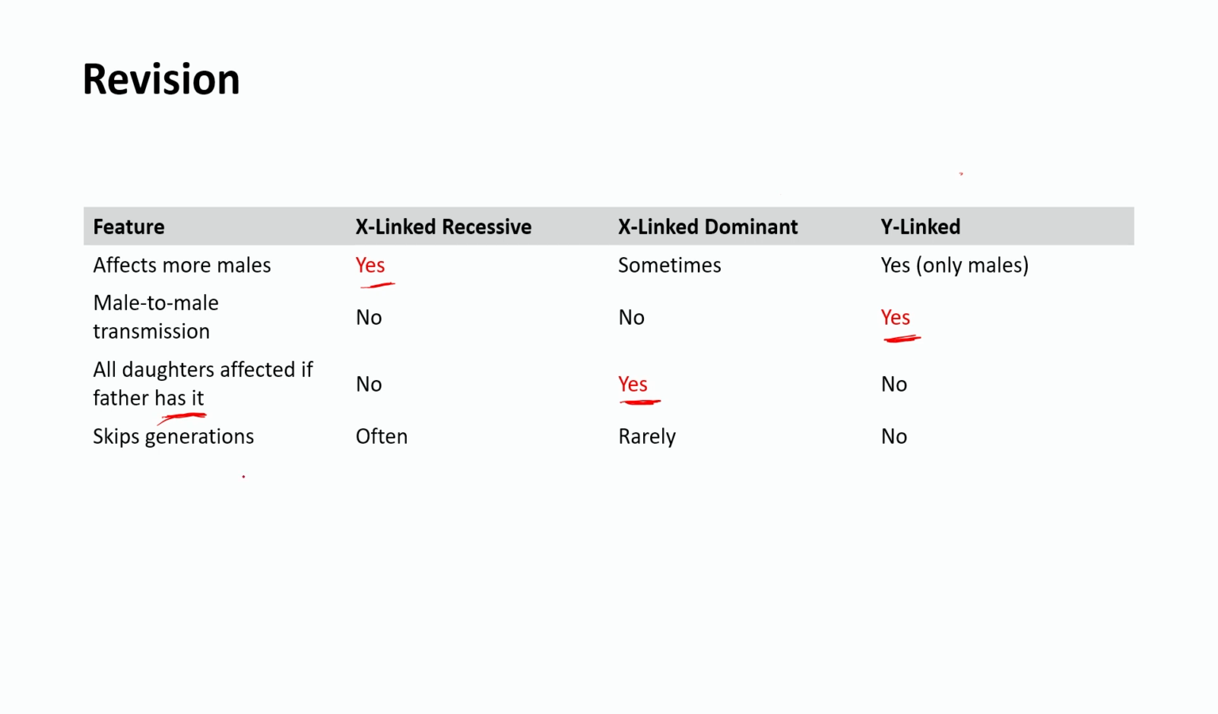So skipping the generation: if it is dominant, then rarely, and if it is recessive, often. That is something which is common, but it is not a solid rule that you should just focus on skipping of generations or not. So my conclusion, a repeated point that I'm telling you, is that you need to focus on several parameters when you are looking at a pedigree. Just don't look at one or two things and conclude in a hurry. I will more systematically show you how you should rule out different possibilities when you are looking at a pedigree in our next class.